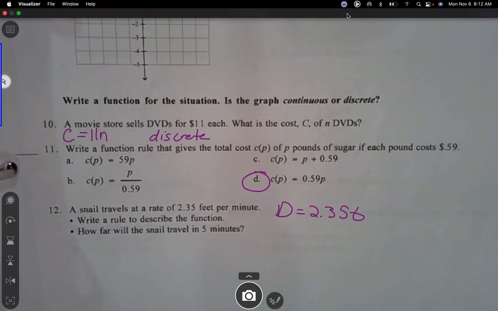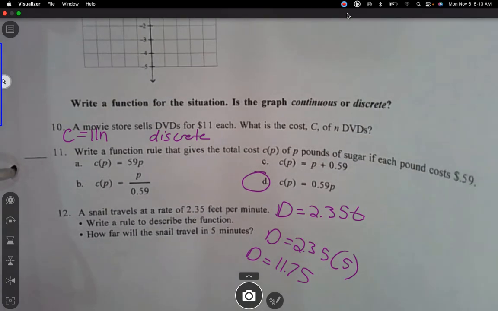This one asks something different though. How far will it travel in 5 minutes? You would just plug it in, and it's going to tell you how many feet it'll go. So what is 2.35 times 5? 11.75. So the distance is 11.75 feet. Okay, does everybody have that one?